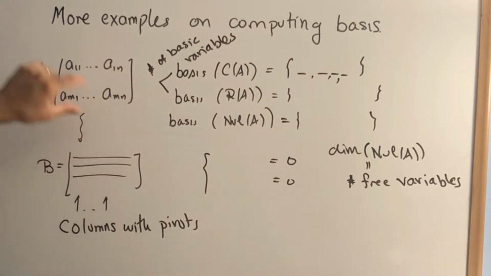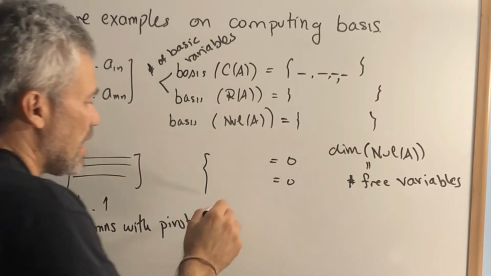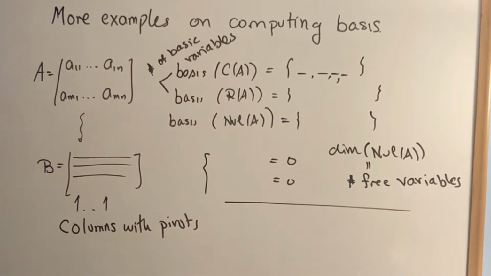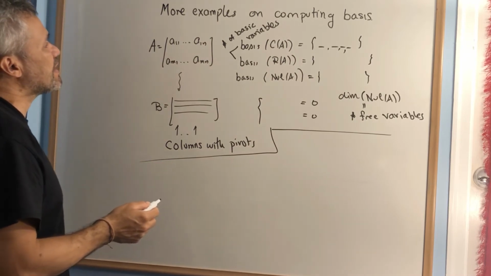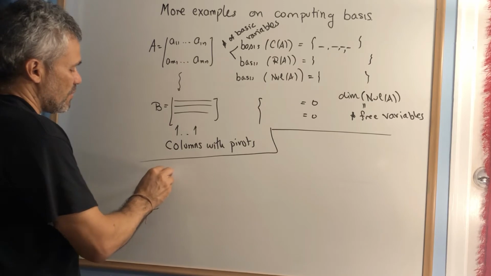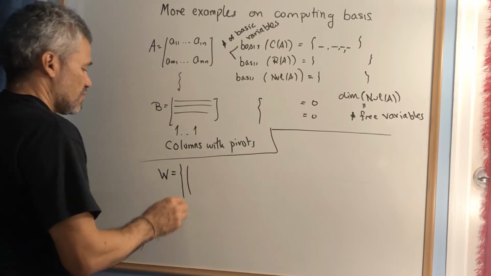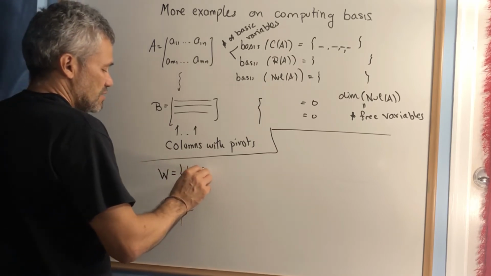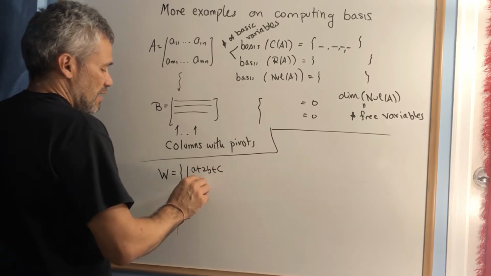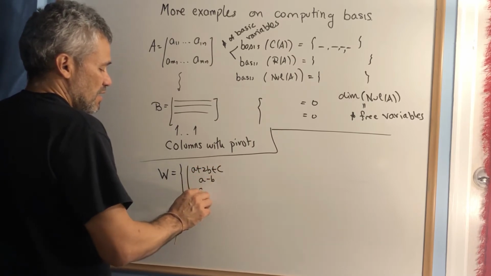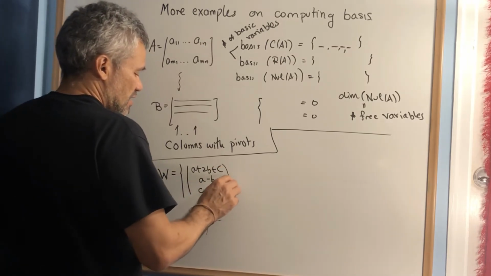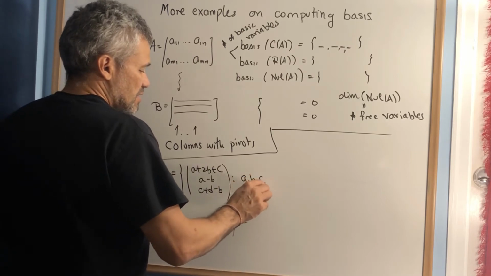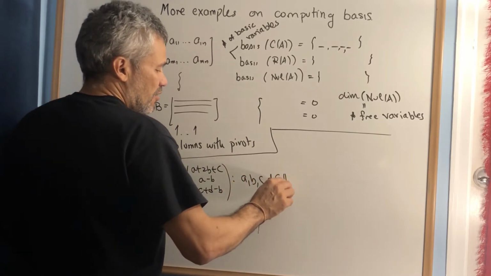That is when we are thinking about the homogeneous system given by A. But let's suppose that we have a slightly different situation to represent the subspace. Let's suppose that W is equal to the set of vectors of the form (a + 2b + c, a - b, c + d - b), such that a, b, c, and d are real numbers.